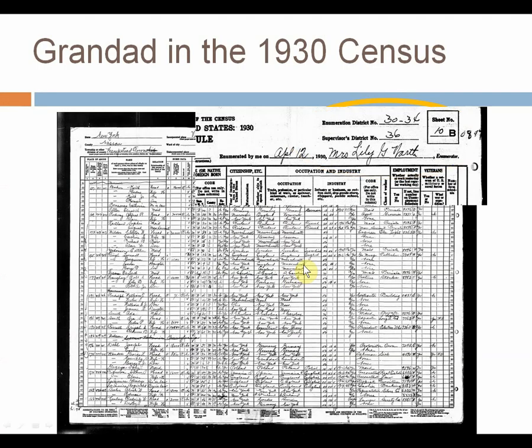So, back to the 1930 census. On the top right-hand corner, you're going to want to note down the enumeration district and the page number so that you can quickly return to this if you ever need to. But you also want to note down the enumeration date, April 12th, 1930, and you'll see why in a minute.